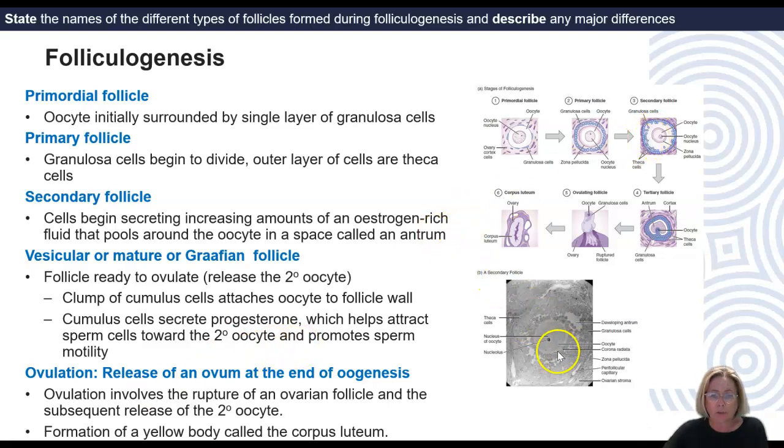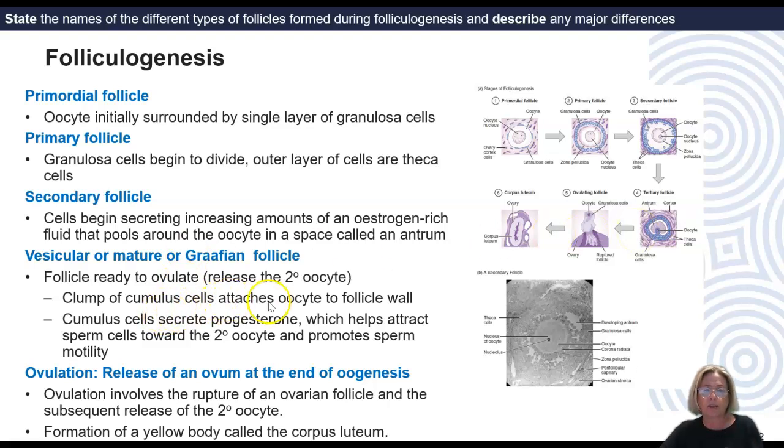With this secondary follicle as well, you can also see the development of this thin sort of membrane here called the zona pellucida, and just hang on to that word because that becomes important during fertilization. In the secondary follicle as well, that estrogen-rich fluid pools around the oocyte in a space here called the antrum. The secondary follicle then sort of develops into this tertiary follicle, and this is also known as a mature follicle or a vesicular follicle or a Graafian follicle. So this follicle then is ready for ovulation, to release that secondary oocyte.